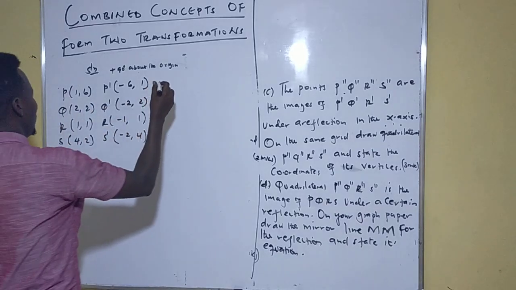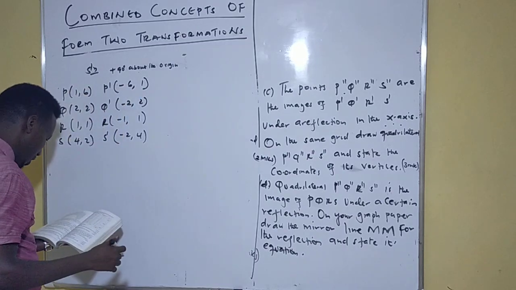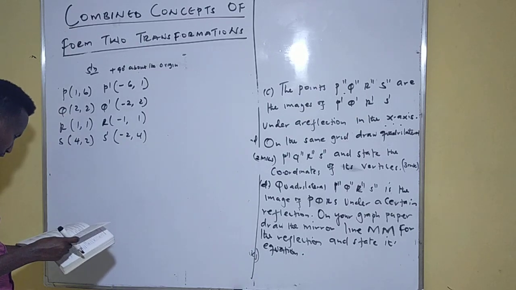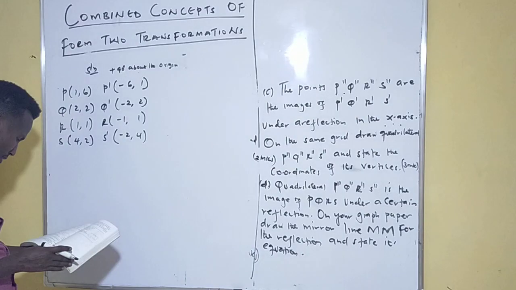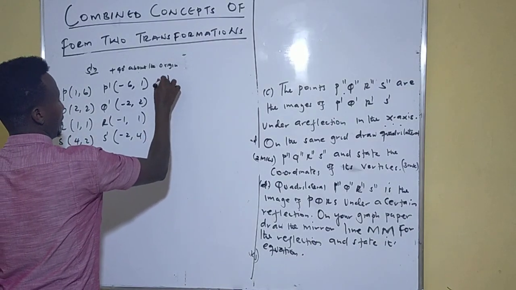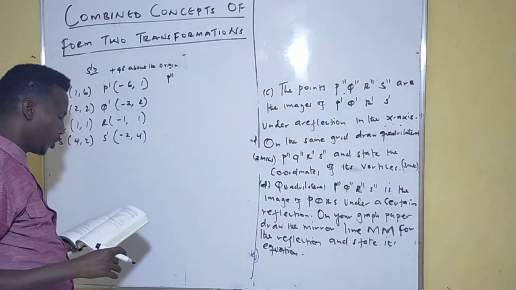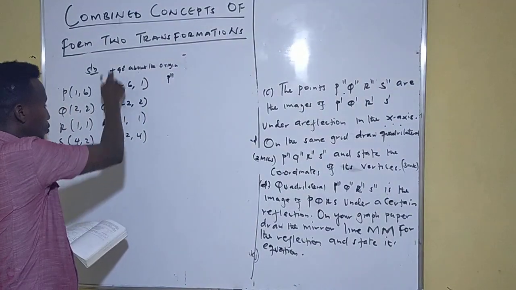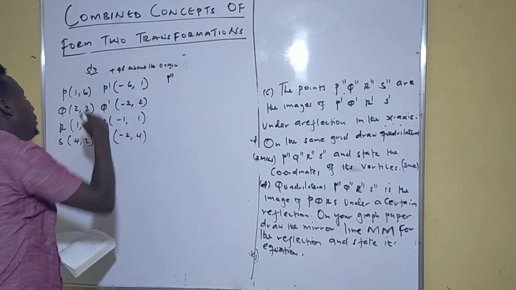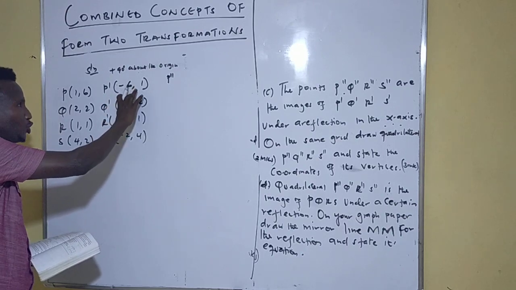So we'll go to question C. B was a quarter turn about the origin. Question C is very, very easy. You are told the points P double prime, Q double prime, R double prime, S double prime are the image of P prime, Q prime, R prime, S prime. So we are doing some kind of transformation here to get the double primes.